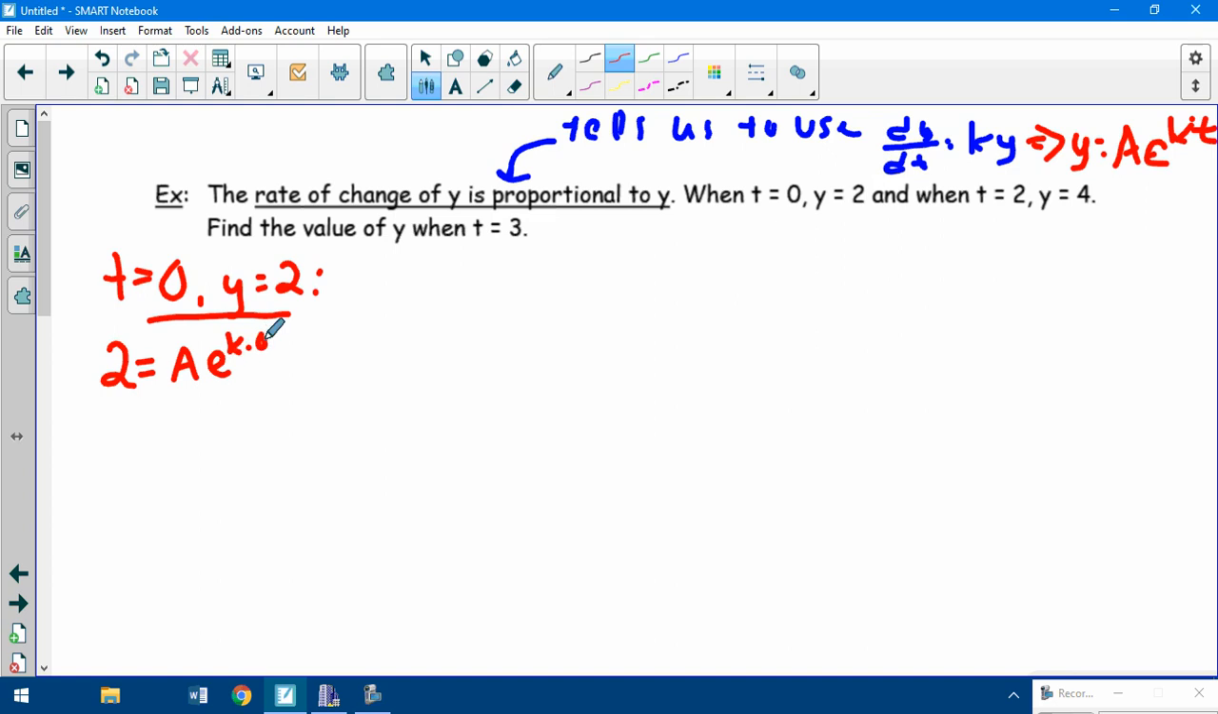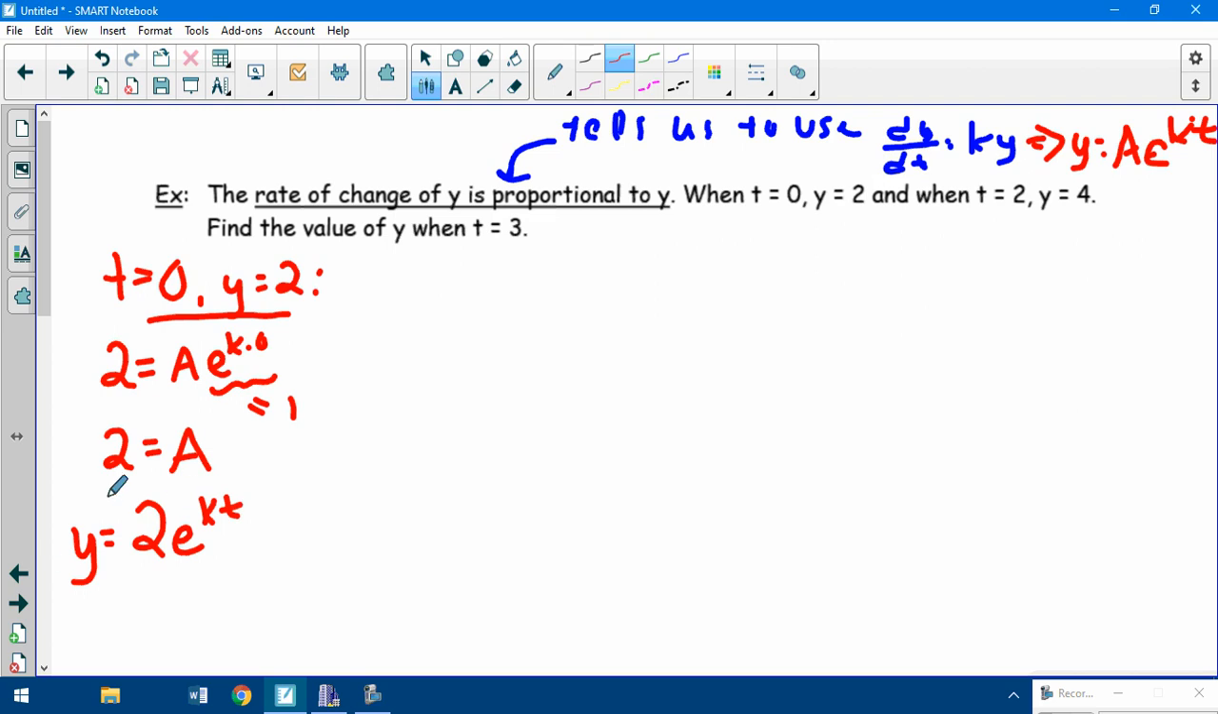So what's that really telling us? Well, e to the k times 0 is just e to the 0. What's that equal to? 1. So it's telling us that a is 2. So now I have y equals 2e to the kt.